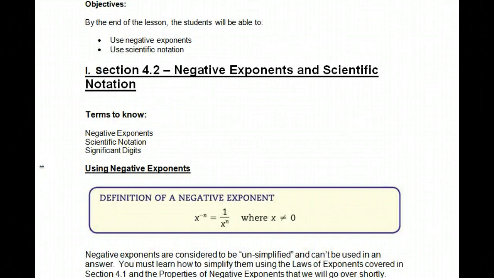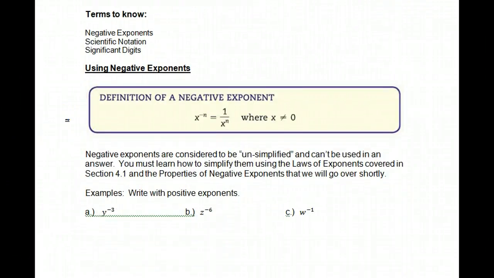In this lesson, I do need you to make sure that you understand the terms negative exponents, scientific notation, and significant digits. In the last lesson, we did talk briefly about using negative exponents.